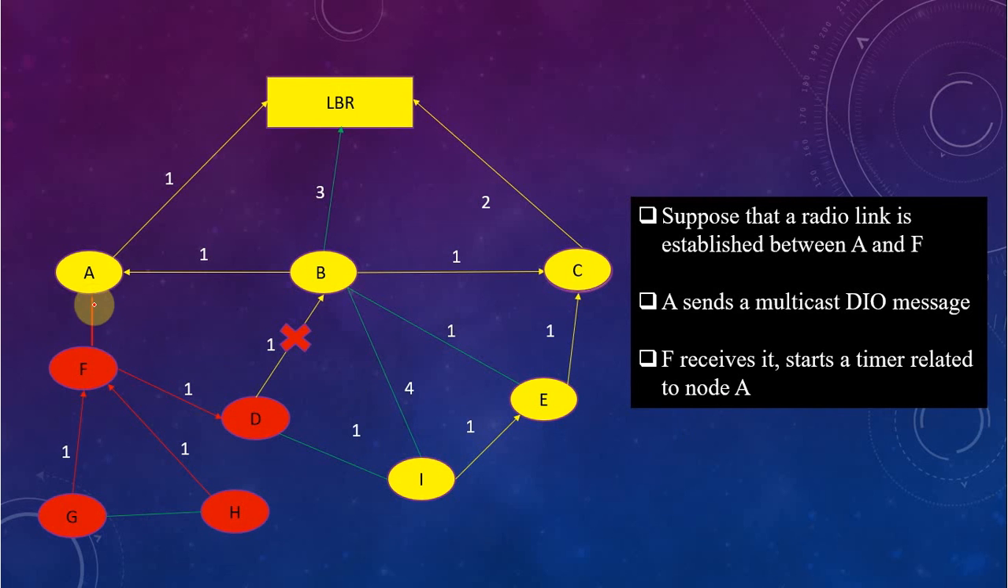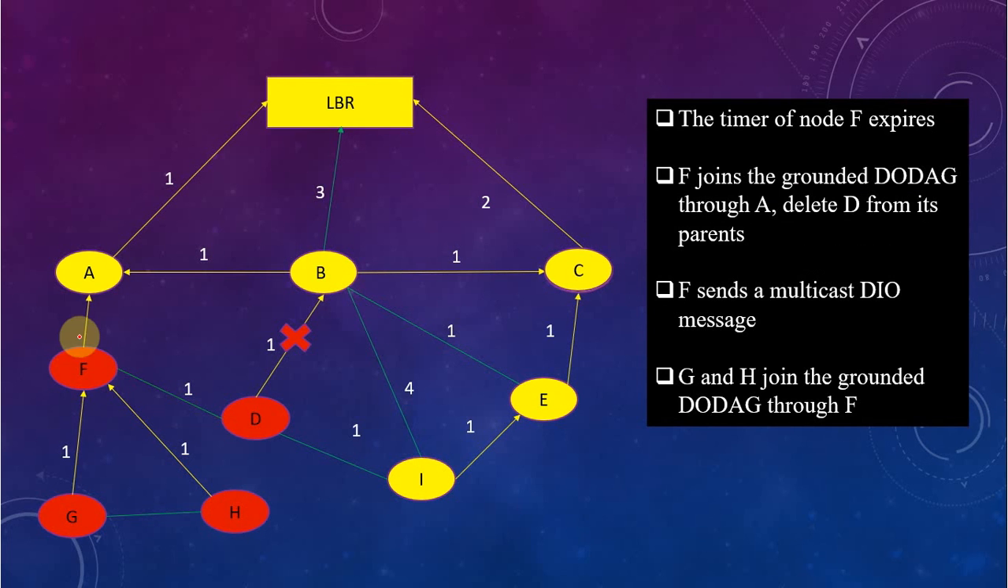So F is receiving that DIO message, and it will start a timer related to A because it is coming from the low ranked node. Then as soon as the timer of node F expires, because it is a low timer, F joins the grounded DODAG through A, deletes D from its parents. So now F has got connected with the grounded DODAG through A, and it will delete D from its parent list, and F sends a multicast DIO message.